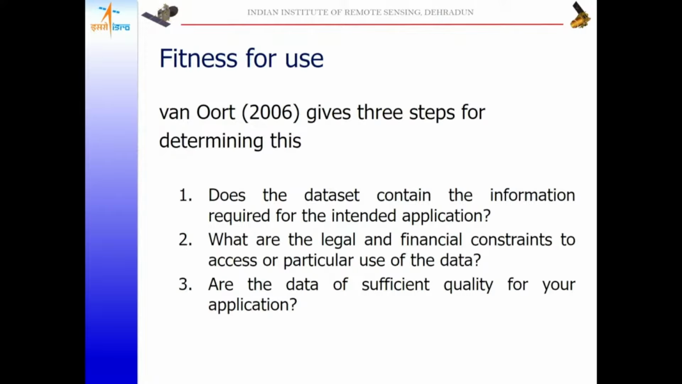Okay, then the second thing we are seeing here: what are the legal and financial constraints to access or particular use of the data. So what are the legal and financial constraints, that is another thing. So there may be some data which is restricted, which is not open to all, maybe the open citizen or all public or all country people, but it is maybe restricted to some specific agencies. So such type of data, if we use, then we have to take the permission, or for what purpose we are using this data, we need to tell the concerned agencies. First of all, getting such data is very difficult also. So what are the legal constraints?